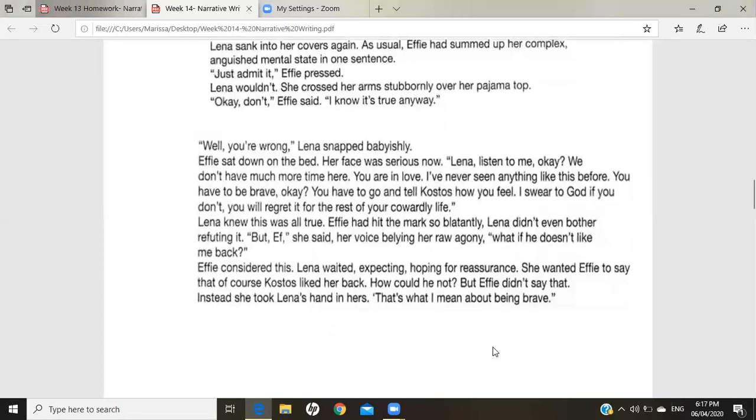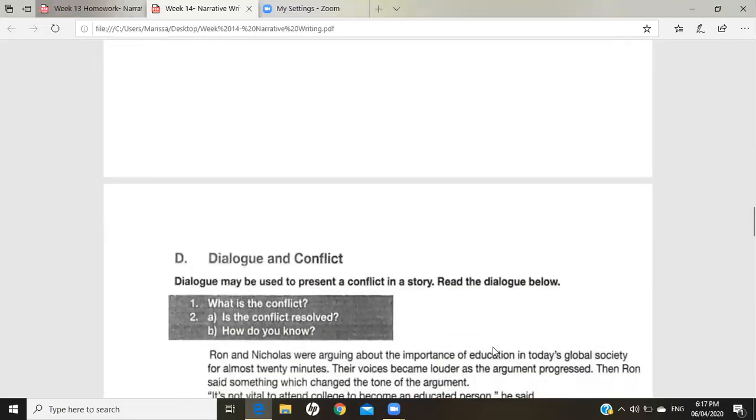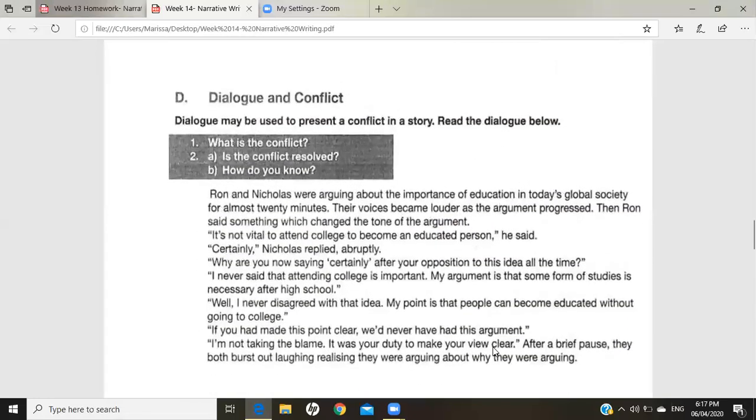Very good. And the last exercise here is dialogue and conflict. It says dialogue may be used to present a conflict in a story. Read the dialogue below. So remember, with conflict, we know that there are different types of conflict that could exist in a story. Do you all remember from the first class we did in short story, the different conflicts that could arise in a story when characters are experiencing conflict? Anybody remembers?